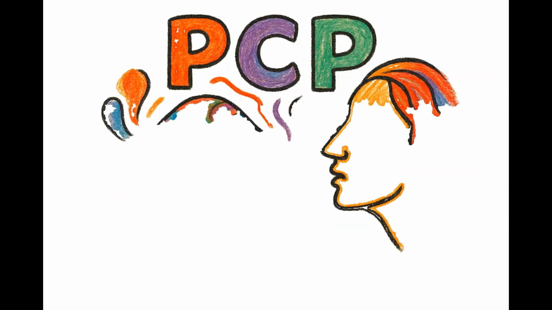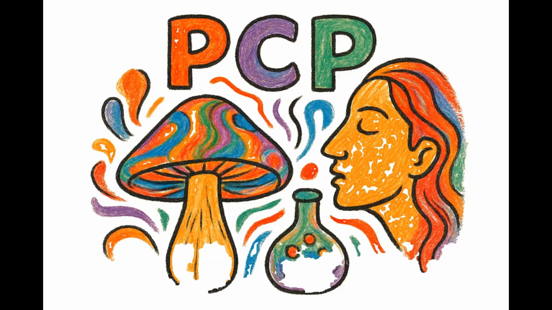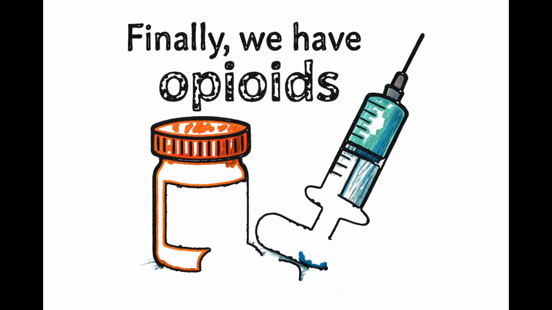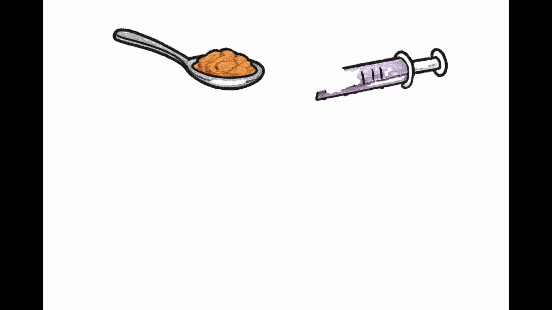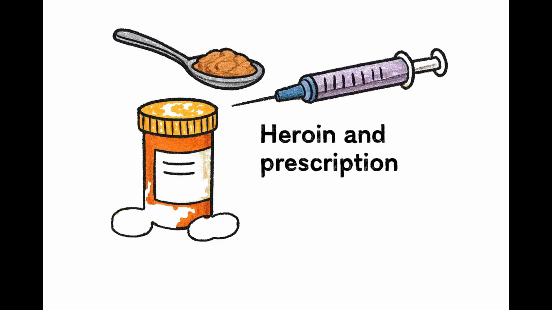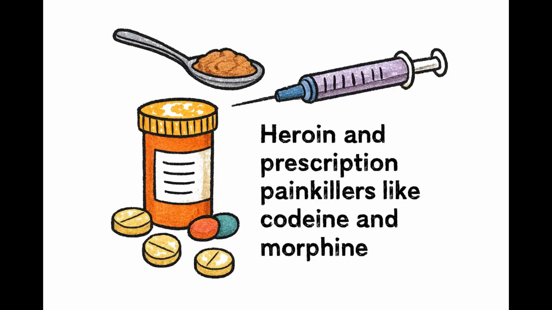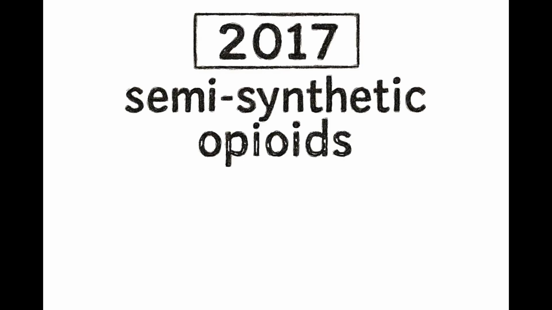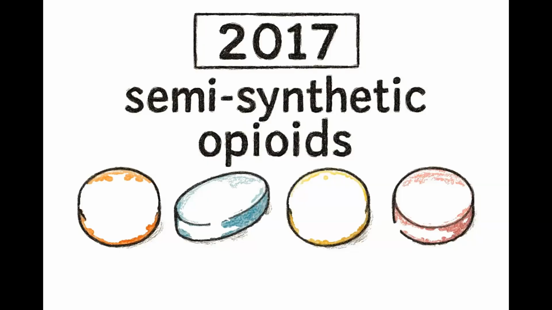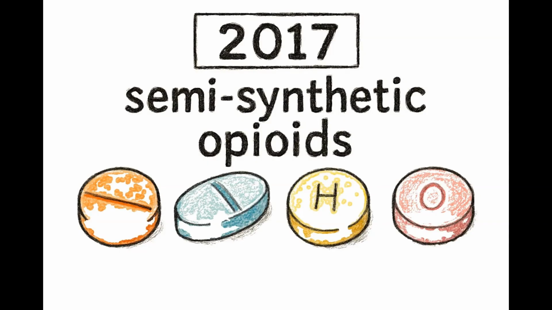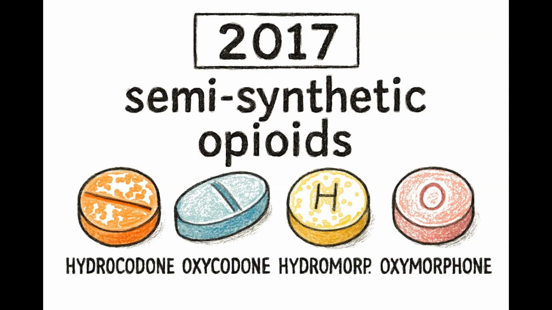The fourth panel is for PCP, an illegal hallucinogen. Finally, we have opioids. This includes heroin as well as prescription painkillers like codeine and morphine. In 2017, the DOT expanded this panel to also include 4 commonly prescribed semi-synthetic opioids: hydrocodone, oxycodone, hydromorphone, and oxymorphone.